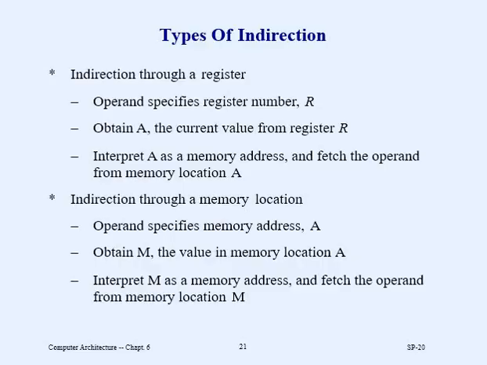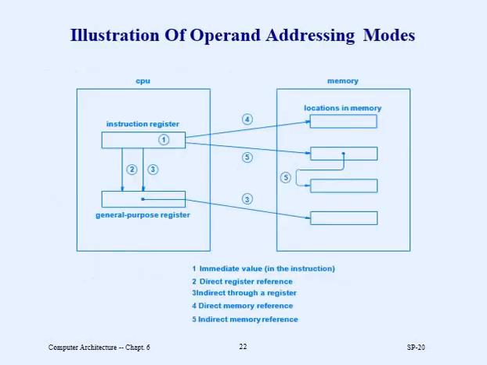So let's recap where we left. We were discussing that there are two types of indirection. One is called indirect through a register, and the other is called indirection through a memory location. The first one is faster, and the second one is slower.